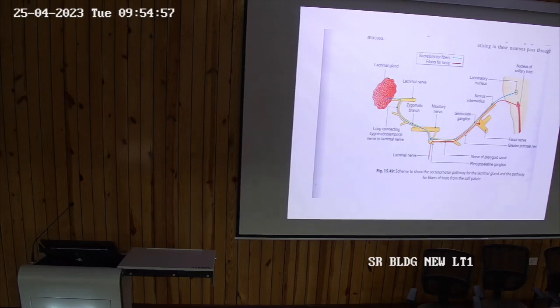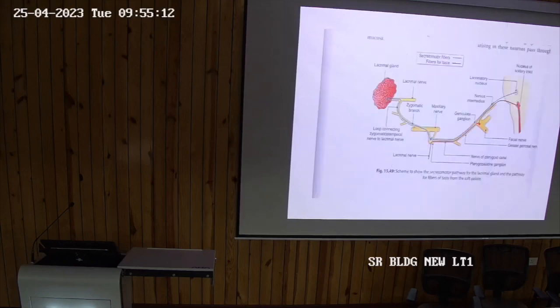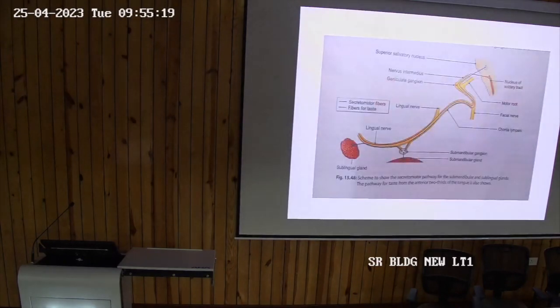That is the one. In the general visceral efferent component, there is another secretomotor pathway, of the submandibular and sublingual gland. So look at the preganglionic parasympathetic fibers of the submandibular gland and sublingual gland. They arise from the superior salivatory nucleus, which is again present in the brain stem, close to the lacrimatory nucleus.